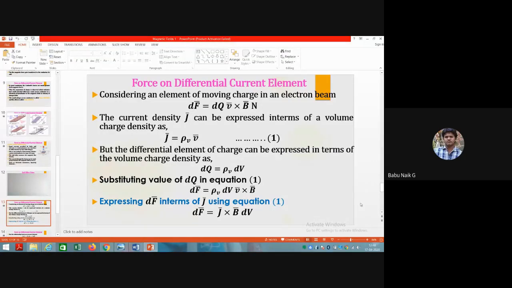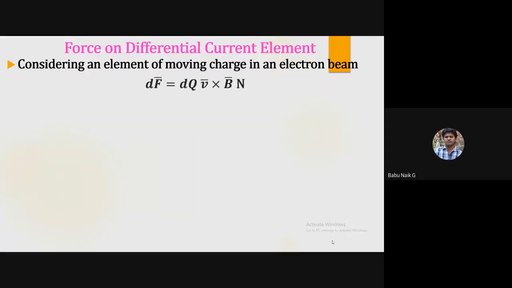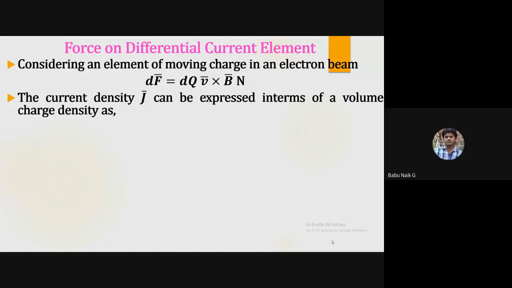Now we have already seen the current density. In terms of the volume charge density, ρv, into the velocity, we have seen that in a conductor. The current density is when the charge moves with some particular velocity, so the volume charge density with some velocity is called current density. Let us consider this equation as equation 1.